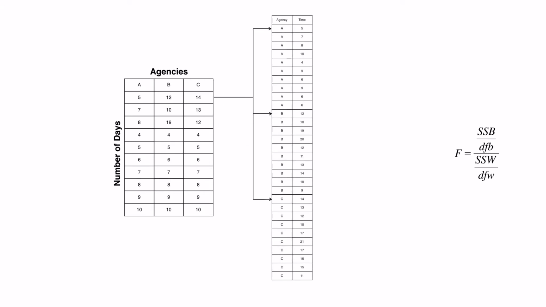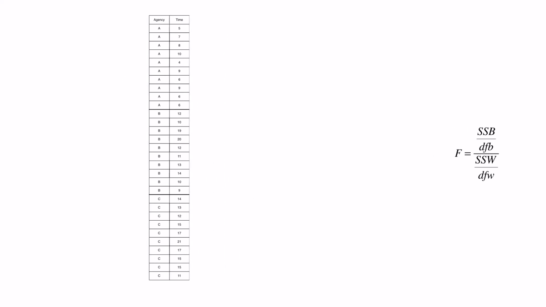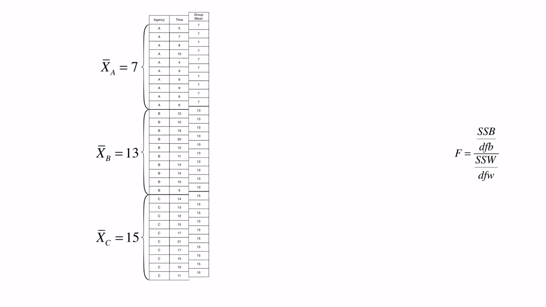First, let's reshape the data from wide to long format so that each agency client pairing is its own observation. Using this new format, let's do a few calculations. Each agency has its own mean, so let's add a column corresponding to each observation's group mean.